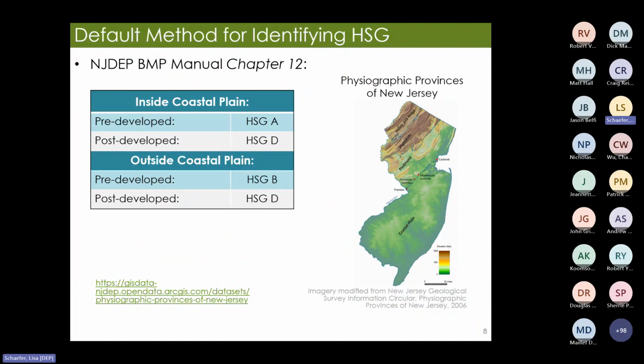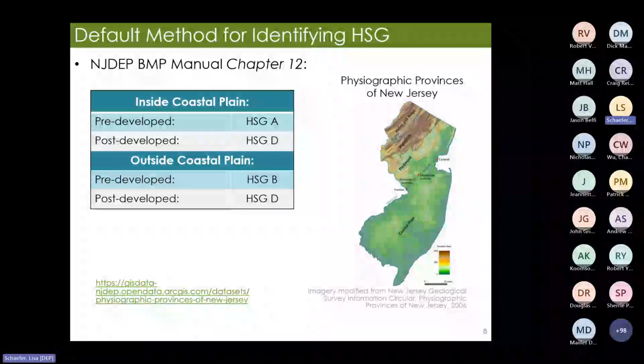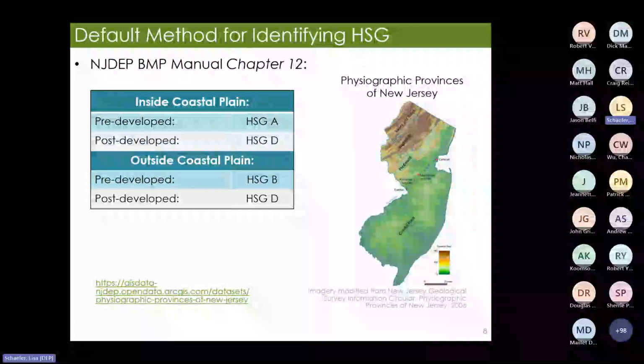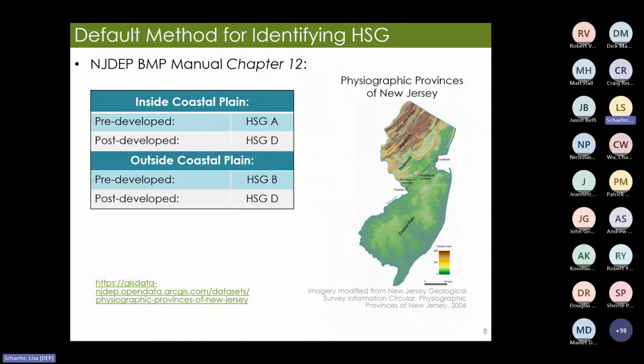Where HSG information from the soil survey is unavailable, default values for HSG may be used for runoff computations for pre and post development conditions. We know that HSGs in urban areas are often unknown, so we often use these default values in these areas. In the coastal plain, the pre-developed condition HSG to be used is A, but you use HSG-D for the post-developed condition. Outside the coastal plain, use HSG-B for the pre-developed conditions, but once more, use HSG-D for the post-developed conditions.